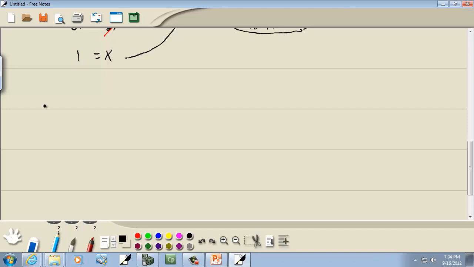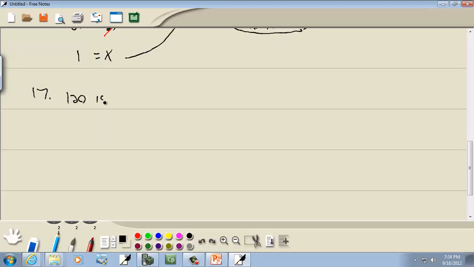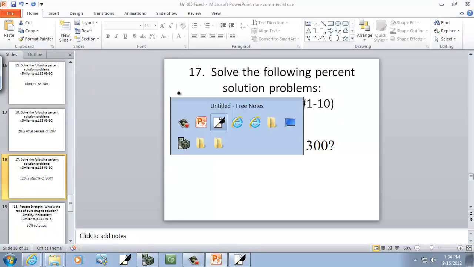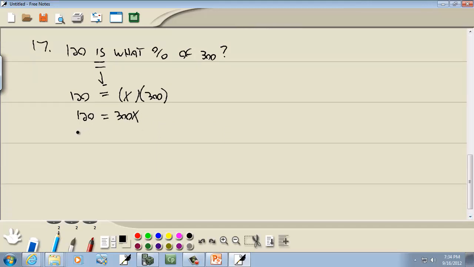Let's take a look at another one. Got 120 is what percent of 300? The is again our equals. And we've got 120 here. The of is our multiplication. What percent will be our x times 300? Which will be 120 equals x times 300 is 300x. Then I want to divide both sides by 300.